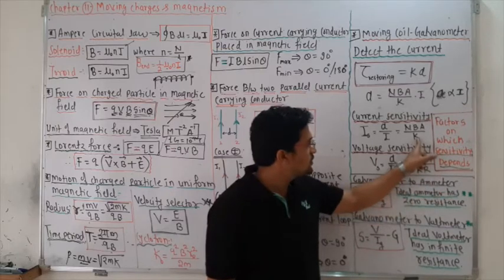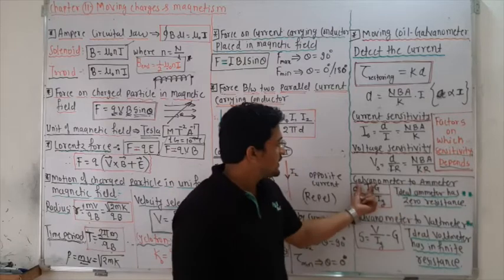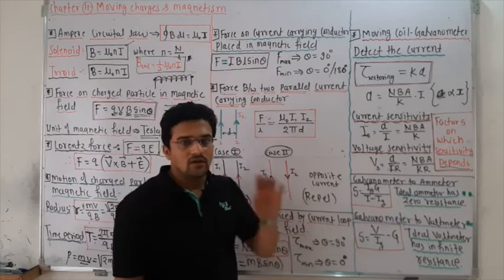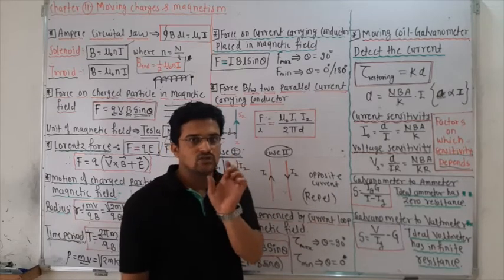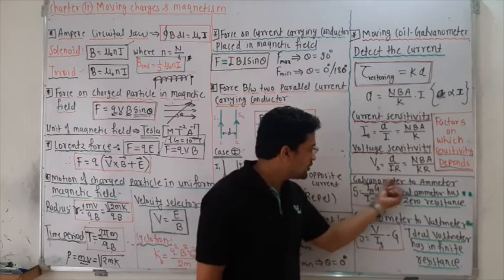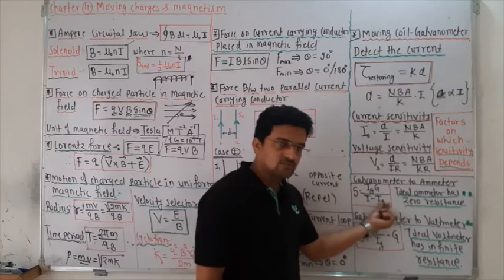Okay, so it does not depend on the current, but current voltage sensitivity depends on the resistance. Next is galvanometer to ammeter. How to convert the galvanometer into an ammeter? By connecting a small resistance. That resistance is known as a shunt resistance. That value is given by, when you convert galvanometer to ammeter, S is equal to IgG divided by I minus Ig.